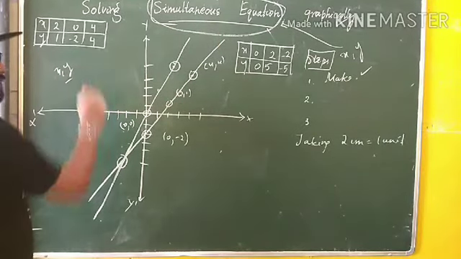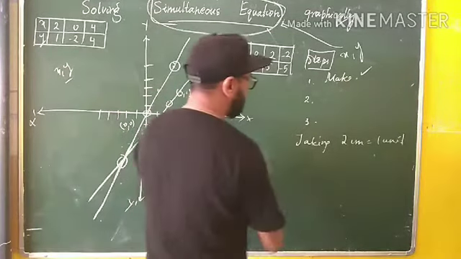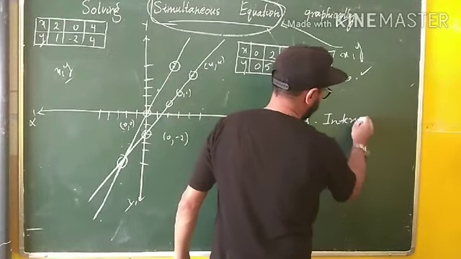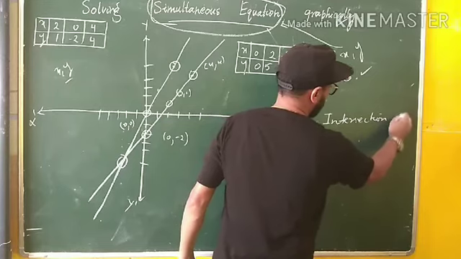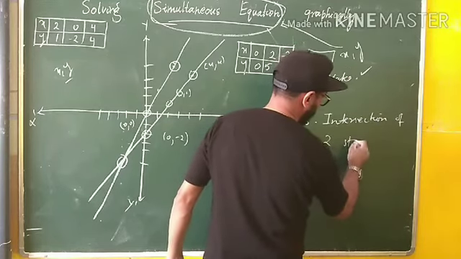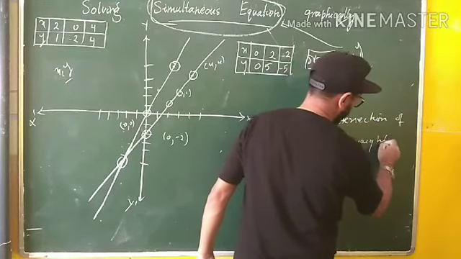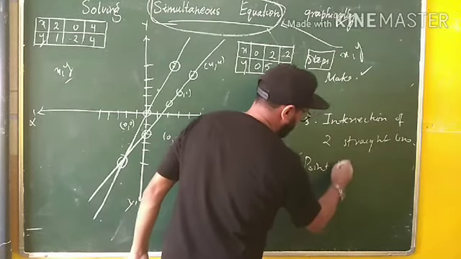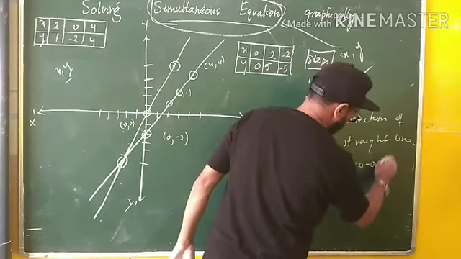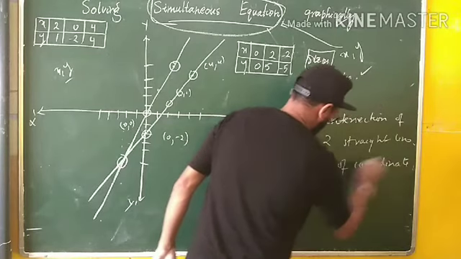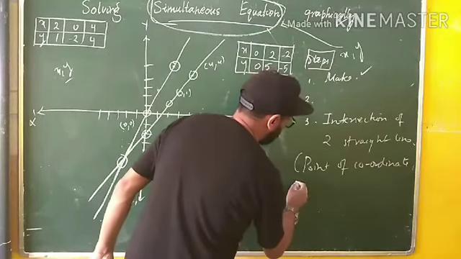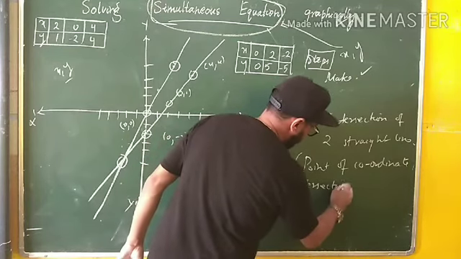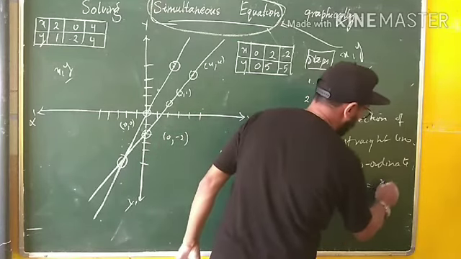Now, we are solving simultaneous equations, in which we are finding the value of x. So how to find the value of x? Then the third step: the point of intersection of 2 straight lines will give you the value of x.